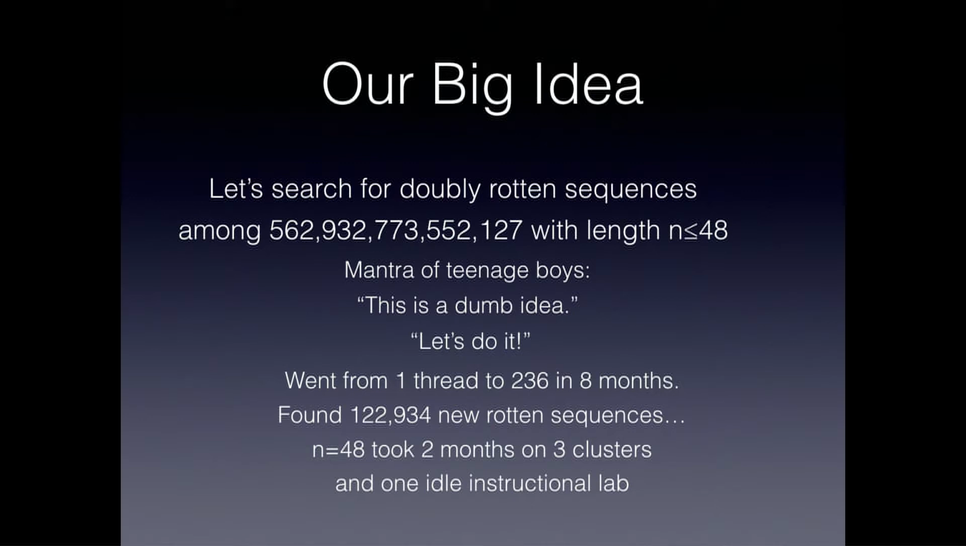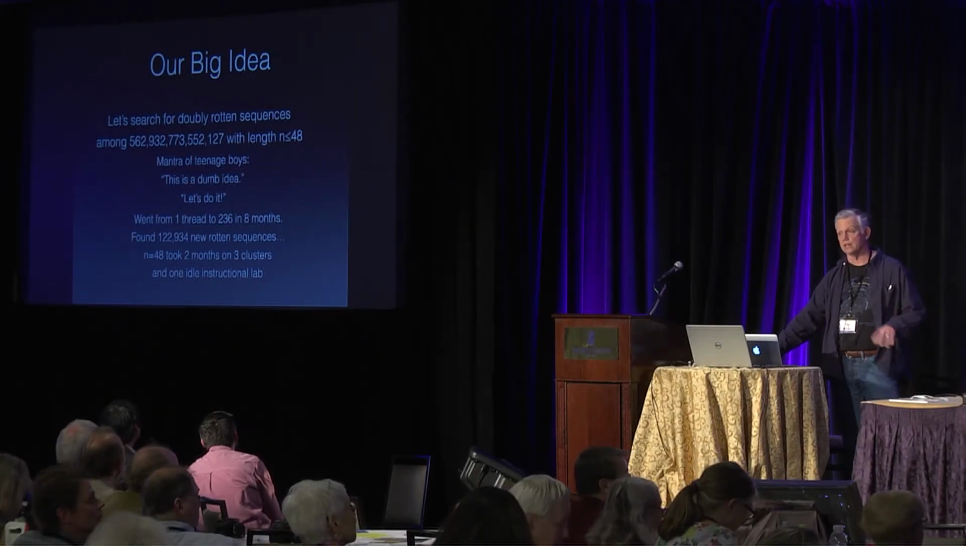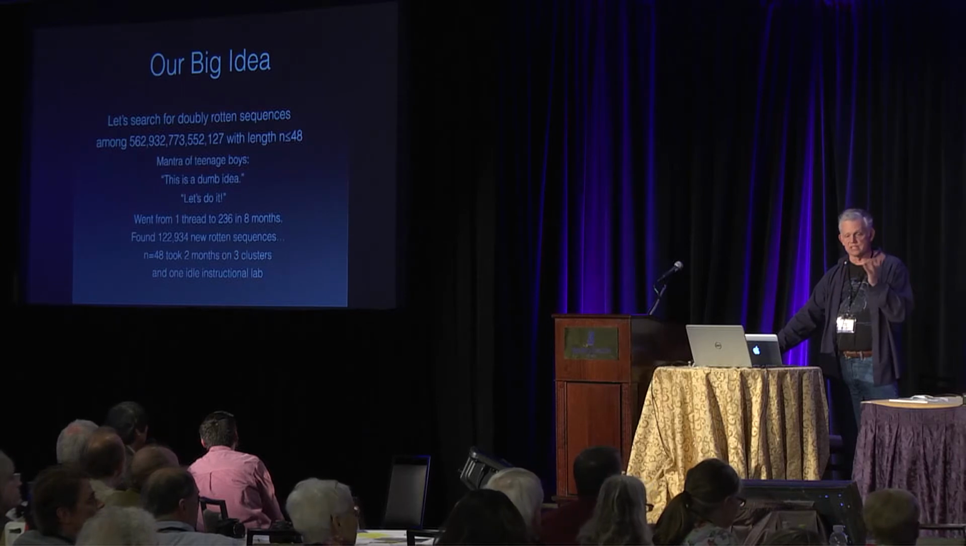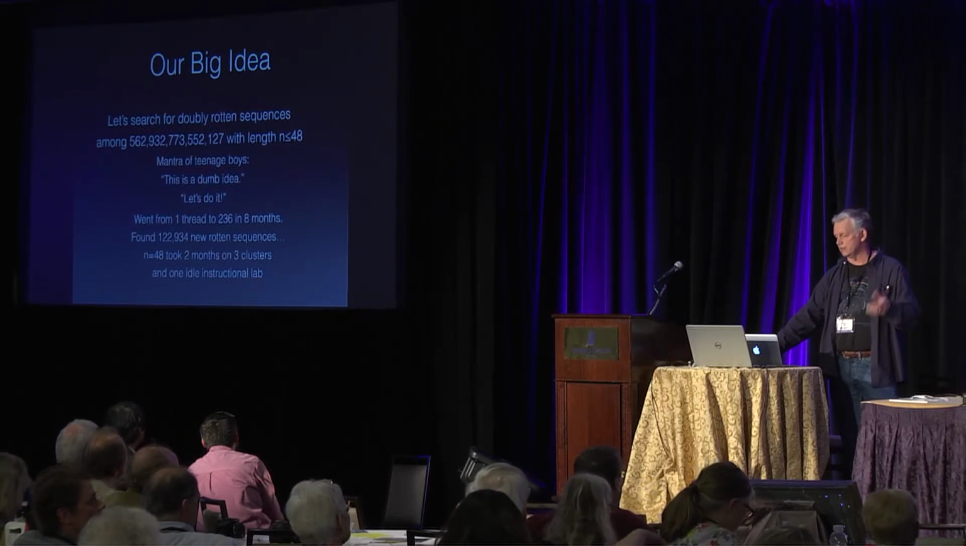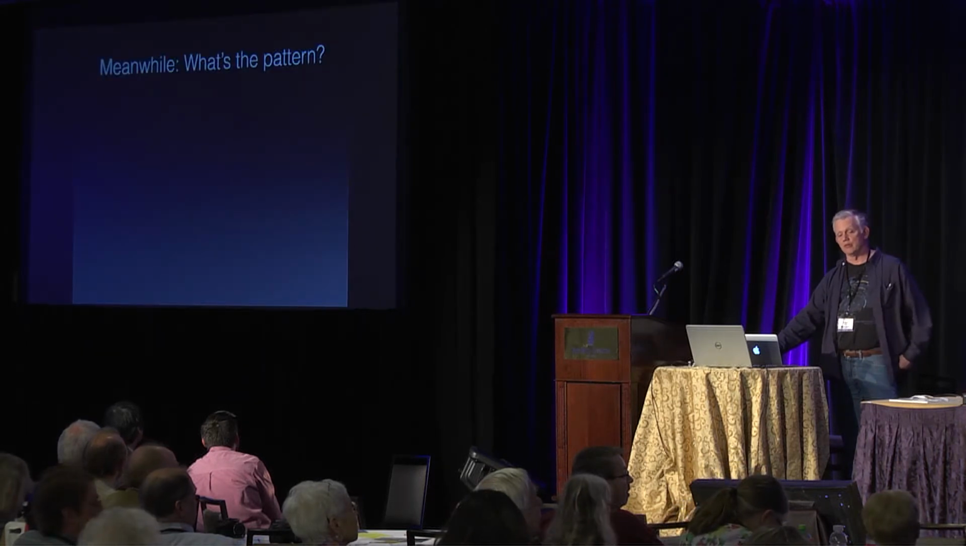Our big idea was to just explore all 563 trillion other sequences under n equals 48. This is a lot more work than he did. And like all teenage boys, they said, this is a dumb idea, and then we went ahead and did it. And so we added 14 more data points. None of them are doubly run.